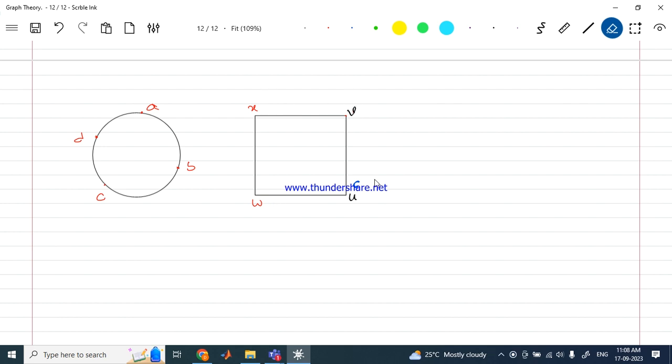As I mentioned, the definition is very important here. So the question will be like this: determine whether the following graphs are isomorphic.